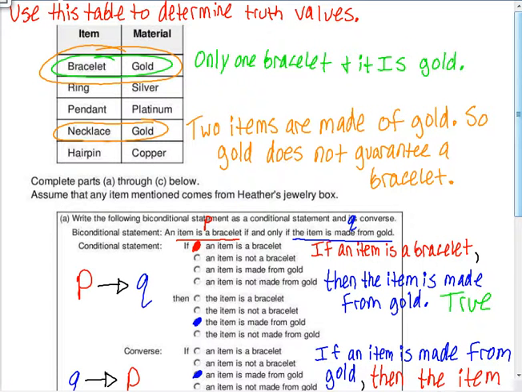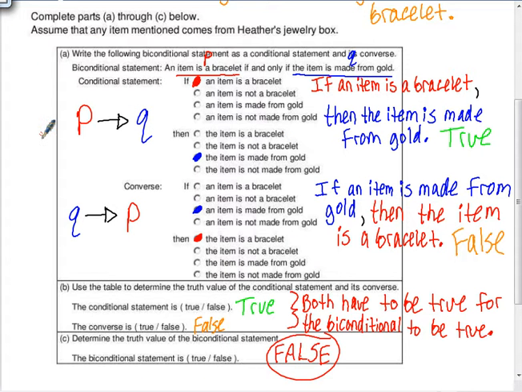So let's look at the original given statement. Alright, so they give you the biconditional statement. They said, an item is a bracelet if and only if the item is made from gold. So this is giving you an opportunity to translate. They want you to write the conditional, and they want you to write the converse, and then later you'll notice you're going to decide whether they're true or false.